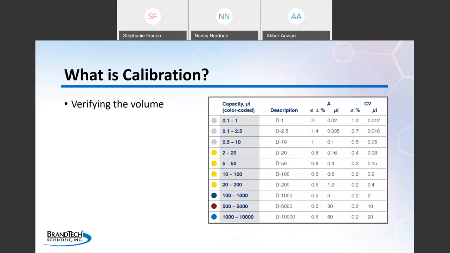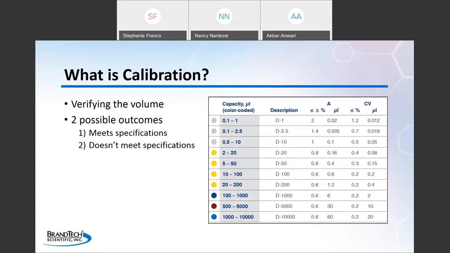So let's start with what calibration is. Calibrating your piston-operated liquid handling instrument very simply means verifying the volume that the instrument is dispensing. And this is done by taking a series of measurements. To calibrate the instrument, the measurements obtained during the process are compared against the specifications of the instrument for accuracy and reproducibility. Once the measurements are compared against the specifications, there are two main possible outcomes. One, the instrument meets specifications and can be put back into service, or two, it doesn't meet specifications and further steps need to be taken, either adjustment, maintenance, or retesting of the instrument. Of course, if the instrument is adjusted or maintenance is done, it should be retested again to verify that it does now meet specifications.